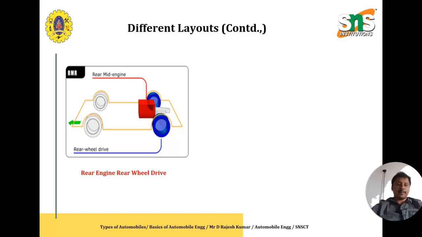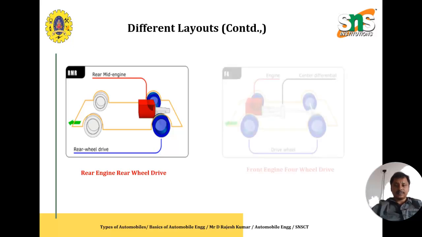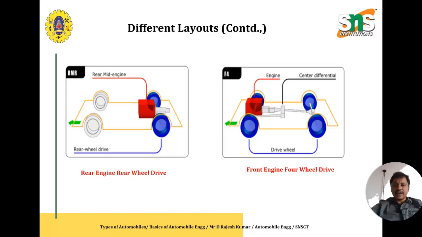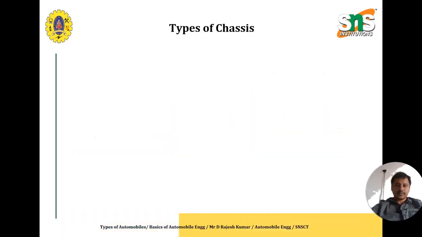Next is the rear engine, rear wheel drive. Here the engine is mounted in the rear part of the vehicle. The drive is also from the rear wheels. Example Volvo. Volvo vehicles have the engine mounted in the rear part of the vehicle. Next is the front engine four wheel drive. This is the example of the Jeep. The power is transmitted to all four wheels through a transmission box.